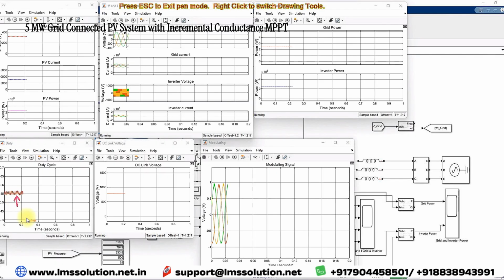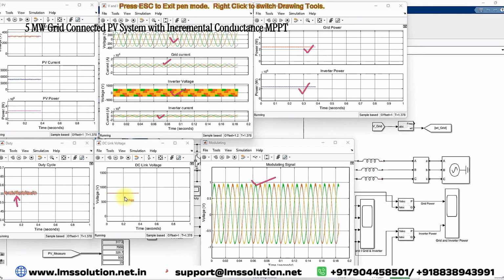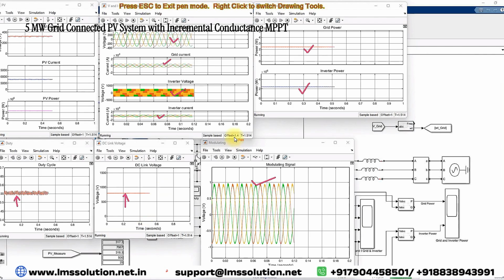That means the incremental conductance is generating. Here you can see this is the grid voltage, and the grid current is reduced, and the inverter current is also reduced. So this is the inverter voltage, and also you can see the variation of the modulating signal, and the changes in the grid power and inverter power. Here you can see that the DC link voltage is maintained around 800 volt only. So this is the working of the 5 megawatt grid connected PV system with the incremental conductance MPPT.